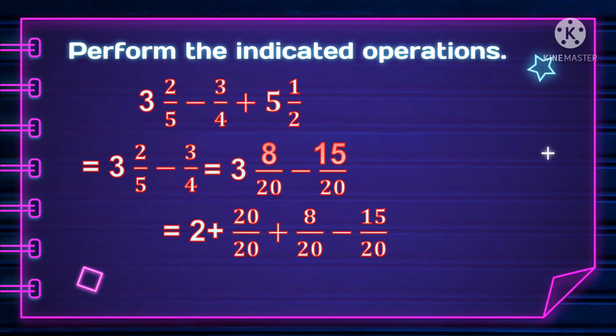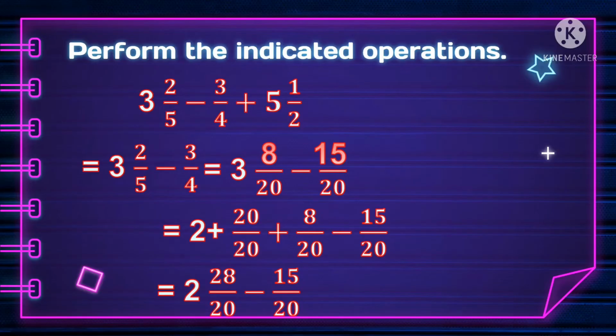So, pag inadd natin yan, 2 plus 20 over 20, 20 over 20 is equivalent to 1 whole, diba? So, 2 plus 1 whole is 3. Binago lang natin yung anyo ng 3. Nirename natin siya, naging 2 plus 20 over 20. Tapos, plus natin yung ating 8 over 20, then minus 15 over 20. So, pagsamahin natin ngayon yung 2 plus 20 over 20 plus 8 over 20. Ang makuha natin dyan ay 2 and 28 over 20.